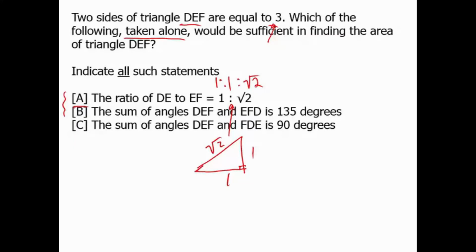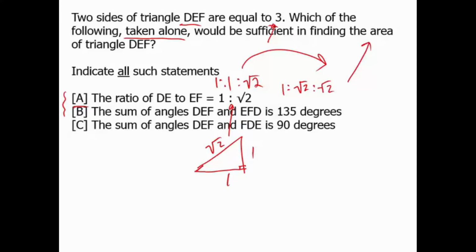Because if the answer is no, there's another possible triangle, then we wouldn't be able to find the area of DEF, because there would be another triangle with different dimensions and therefore a different area. The question, of course, is what would those dimensions be? Well, notice, and this is the tricky part, if we had, instead of 1 square root of 2, we just had 1 square root of 2 square root of 2.